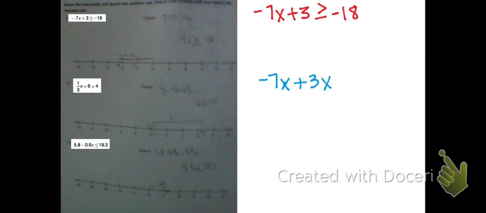On the first one, negative 7x plus 3 is greater than or equal to negative 18. It appears as though you combined negative 7x and 3. You added them together to get negative 4x. You cannot combine those because these are not like terms. If it was negative 7x plus 3x, I could combine these and it would be negative 4x.